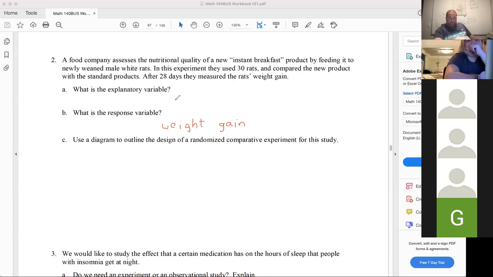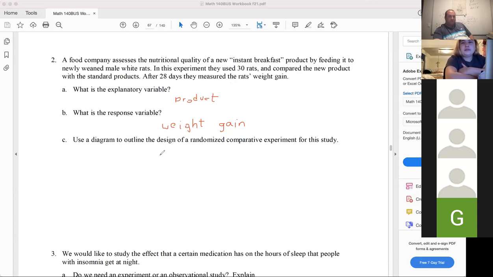The nutritional quality. Not exactly. Remember, well, yes, in a sense. But in this case, the variable is which product they are using. There's the standard product, and then there's the new product, right? They're varying the products and measuring the weight gain, right? A variable has to be something that varies, right? What exactly are they changing to measure what response? Does that make sense? Yeah.